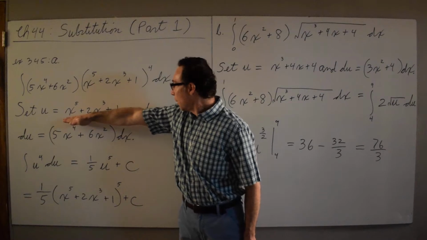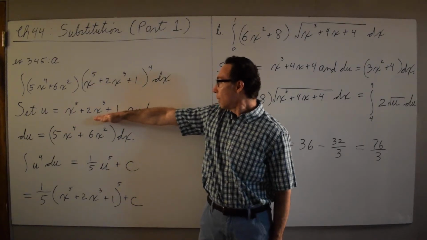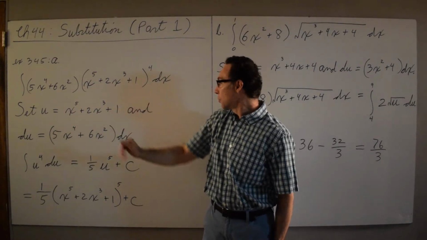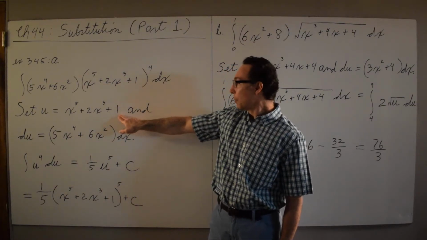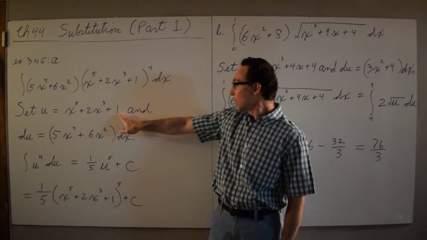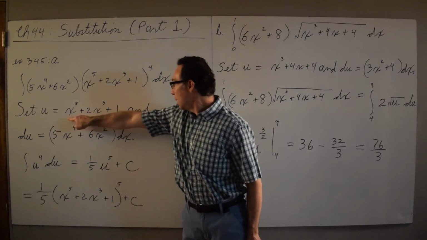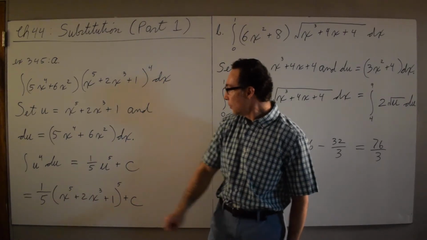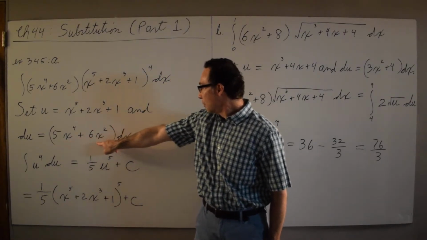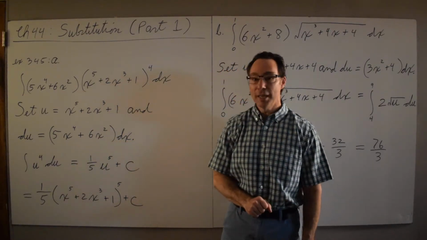So we'll make our substitution. We'll set u equal to x to the fifth plus 2x cubed plus 1. And now we'll look at the differential du. Remember back in the chapter on differentials, du is going to be this derivative times dx. So du is 5x to the fourth plus 6x squared times dx.